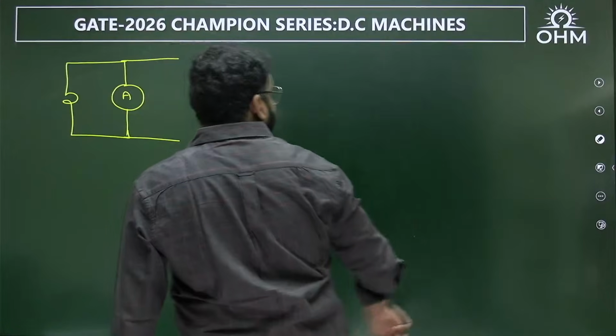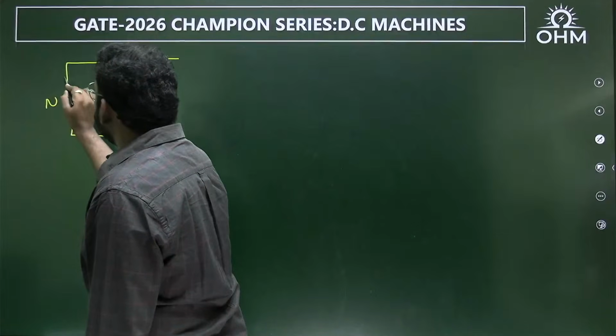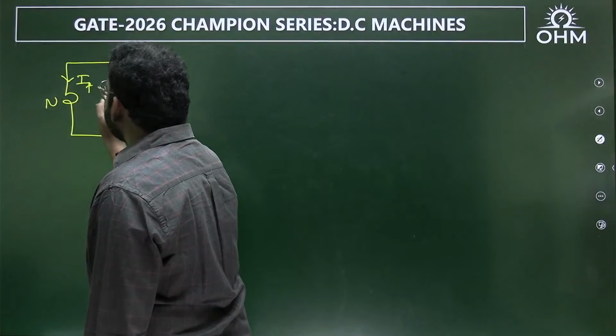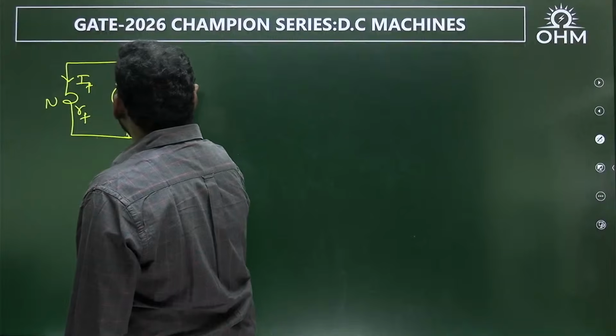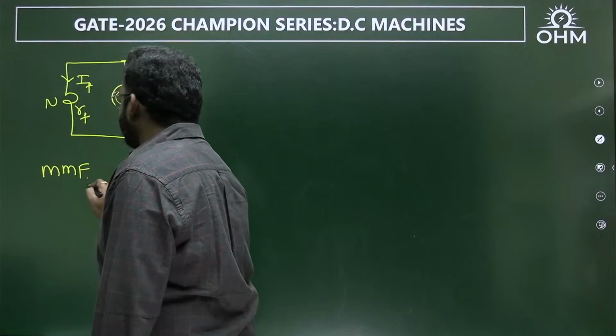N is the number of turns in the field winding. Okay, number of turns N. Assume the field current is equal to IF and the field resistance is equal to RF. Therefore, what is the MMF of the field winding in the first case?